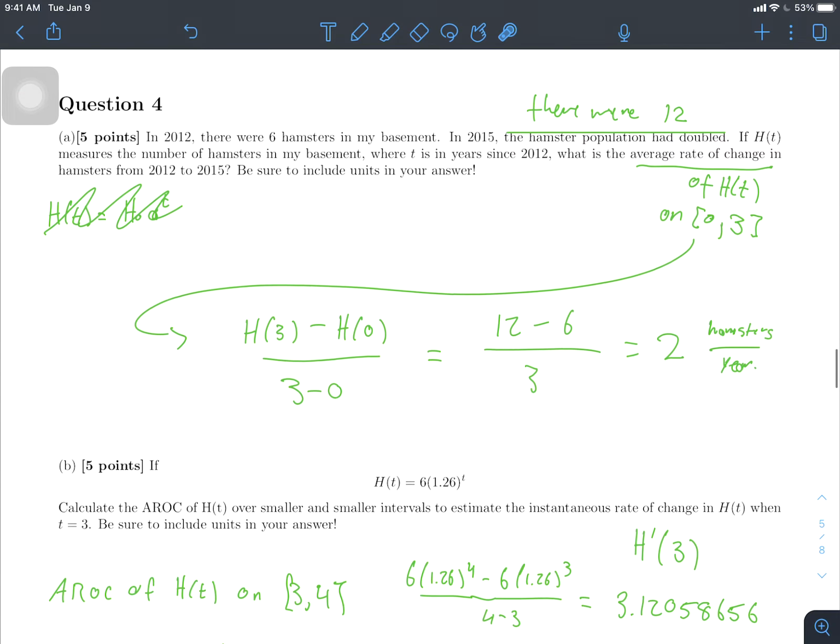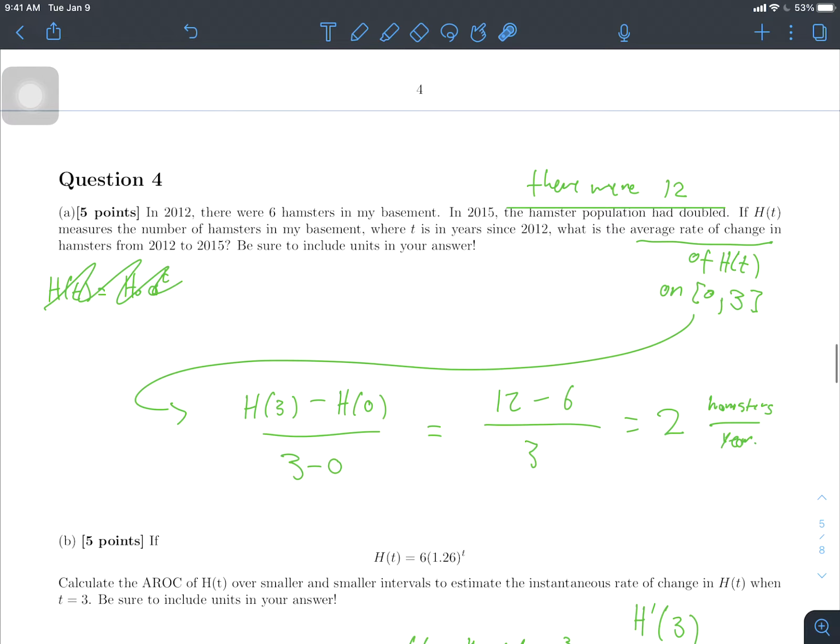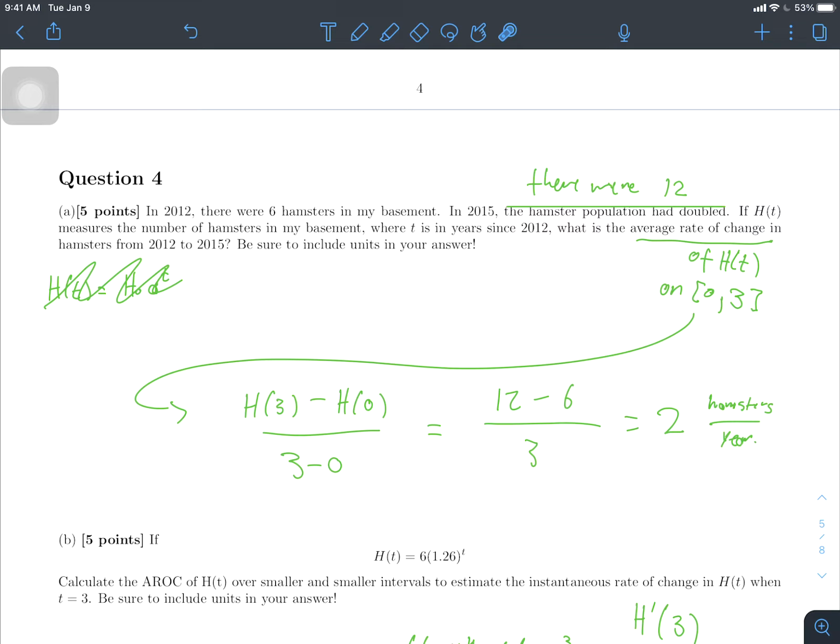Okay, so the next question is a little bit tricky. This problem starts off and makes us think, well, maybe what we need to do here, let me just read it. In 2012, there were 6 hamsters in my basement. In 2015, the hamster population had doubled. So it starts off kind of like a doubling time problem. And then it says h of t measures the number of hamsters in my basement, where t is in years since 2012. What is the average rate of change in hamsters from 2012 to 2015?